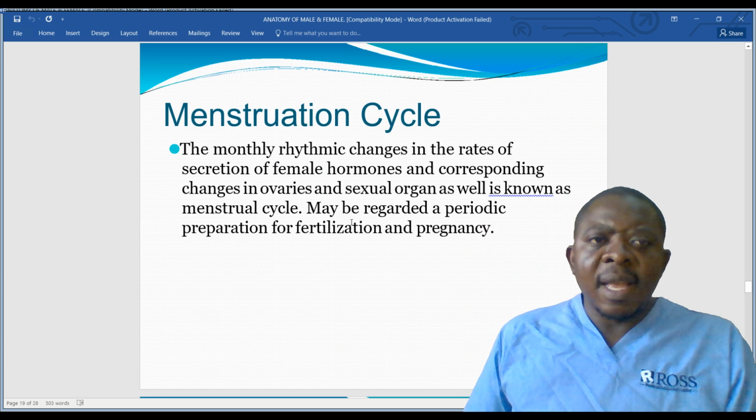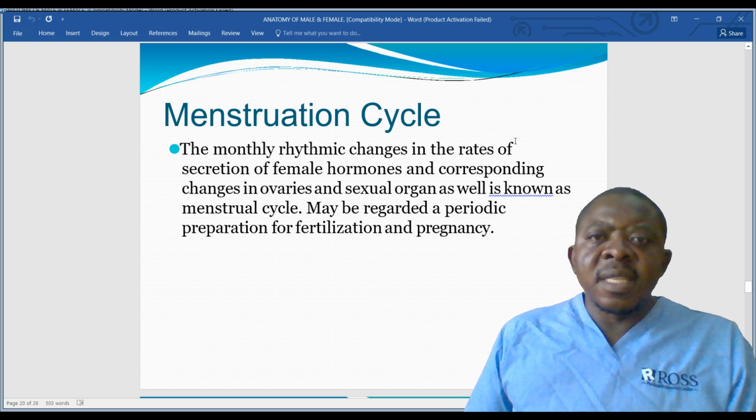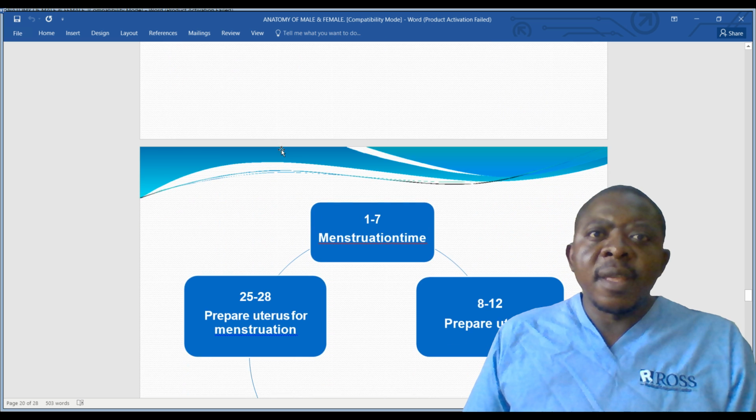Menstruation cycle. This is the monthly rhythmic changes in the rate of secretion of female hormones and corresponding changes in ovaries and sexual organs, also known as the menstrual cycle, and may be regarded as a periodic preparation for fertilization and pregnancy. So we are also looking at the lining within the uterus.